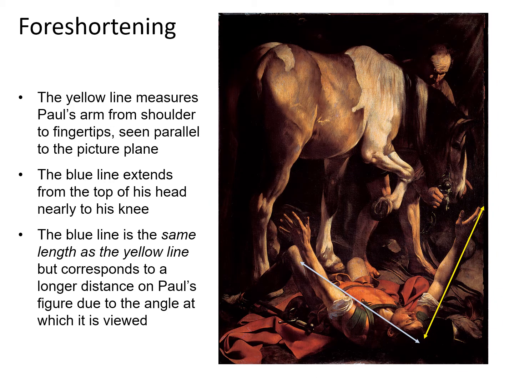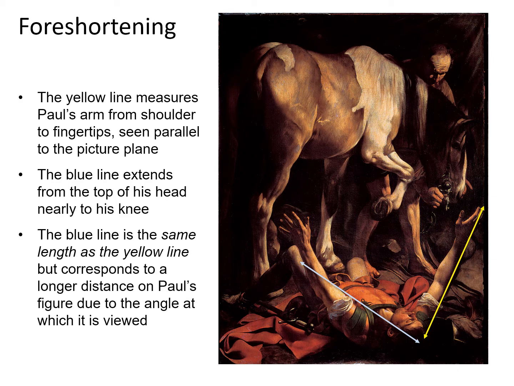In Caravaggio's painting, St. Paul is lying on the ground, his arms outstretched, and his body is angled away from us, away from the viewer. His arms are held up so that they are parallel to the picture plane, which means perpendicular to the direction that we're looking at the picture plane. So we can measure the actual length of his arm, that's the yellow arrow, from the shoulder to the tips of his fingers. When we then take, with the blue line, the exact same measurement, those two lines, yellow and blue, are the same length.